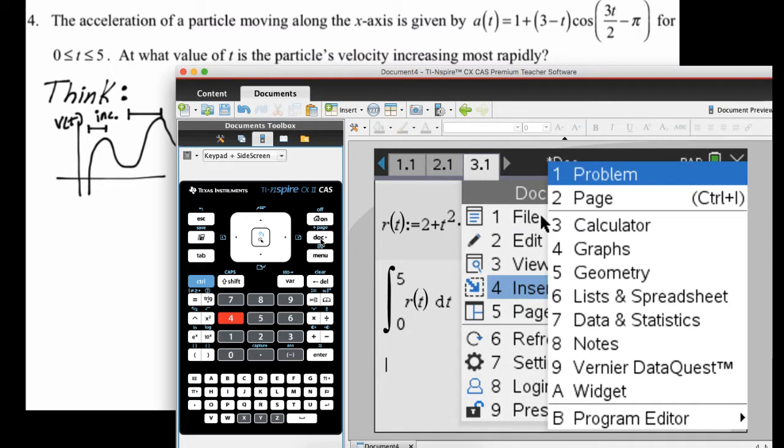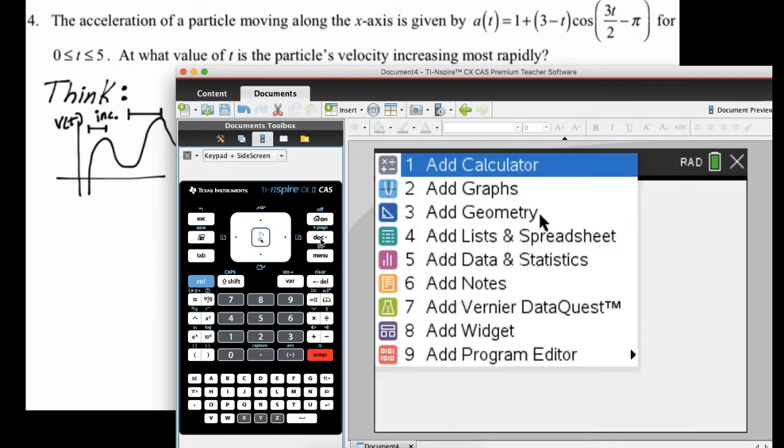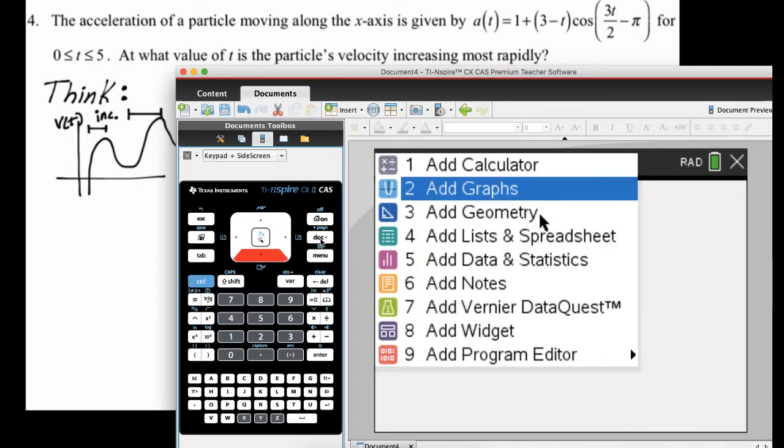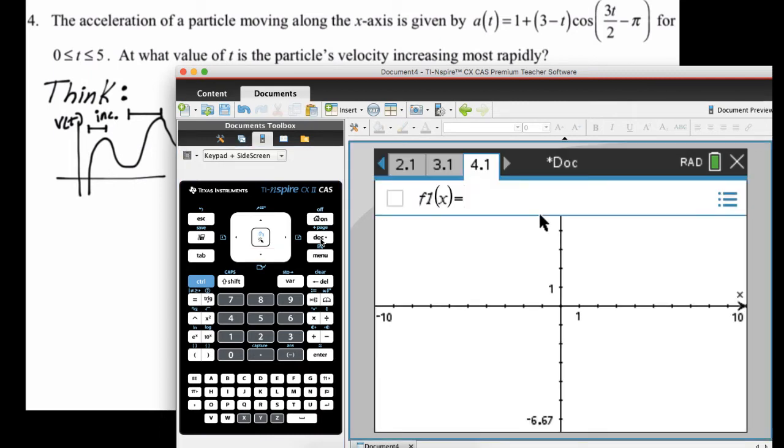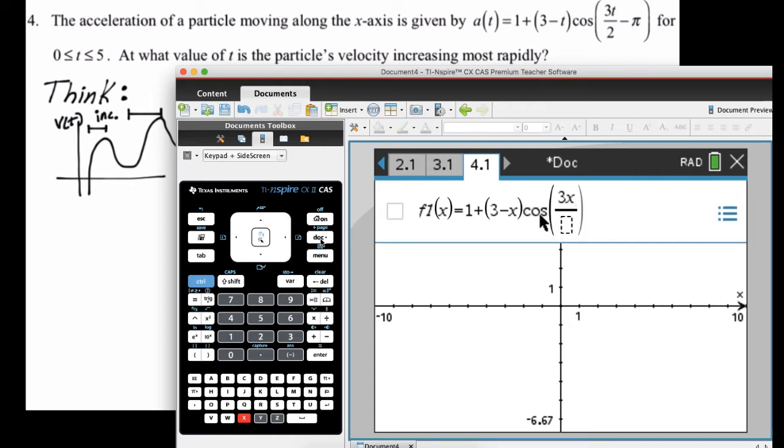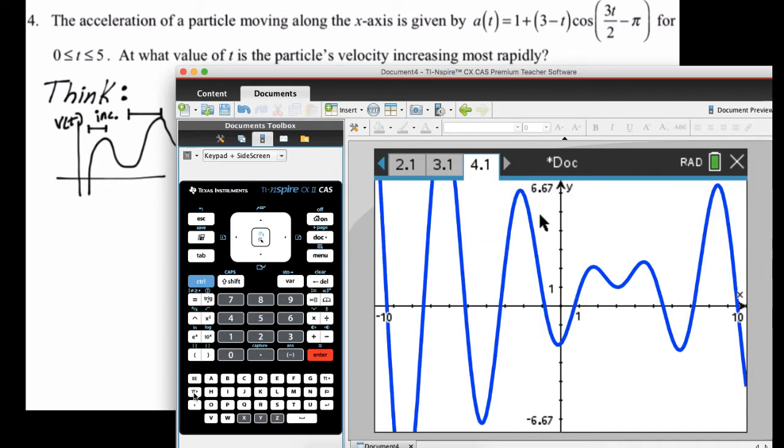Doc 4, new problem. And okay, so I'm going to add a graph, and I'm going to type in this function. So 1 plus quantity 3 minus x. Remember, if you're graphing a function, you have to use x as your variable. So even though it's 3 minus t given, I have to use x. Cosine of 3x over 2 minus pi. You know you tried to use the wrong variable if it asks you if you want to create a slider. It's telling you that you definitely did that wrong.